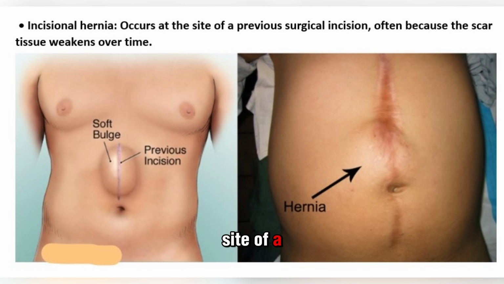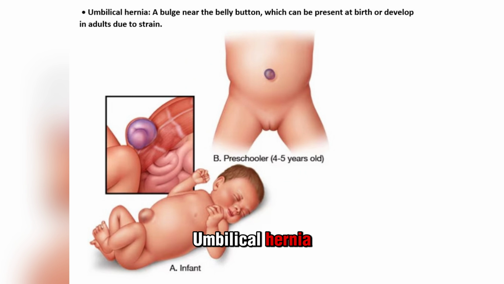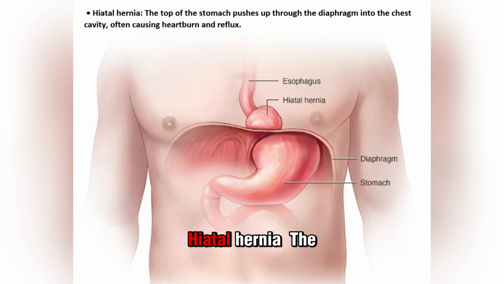2. Incisional hernia. Occurs at the site of a previous surgical incision, often because the scar tissue weakens over time. 3. Umbilical hernia. A bulge near the belly button, which can be present at birth or develop in adults due to strain.